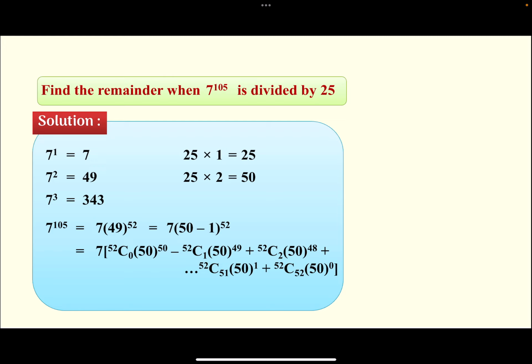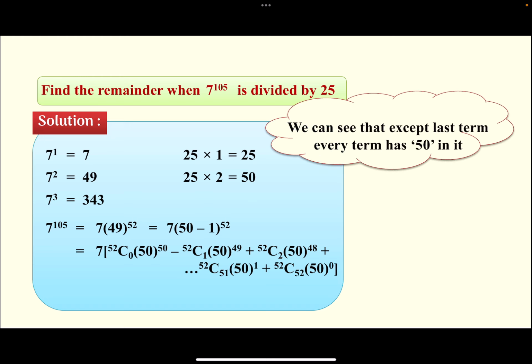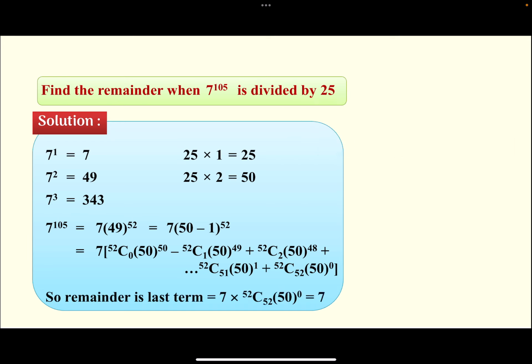So the expansion goes like this, and the last term here is 52C52, and the second last term will be minus 52C51, 50 raised to 1. Every term has 50 in it, up to the second last term. But the last term doesn't have a 50 in it. So the last term into 7 will be the remainder. That is 1 into 7, so 7 is the remainder.